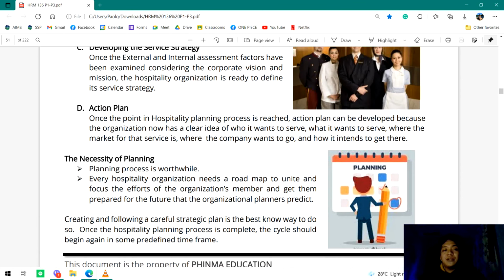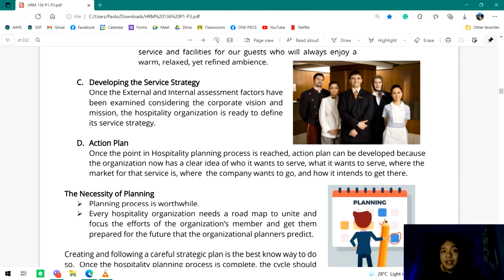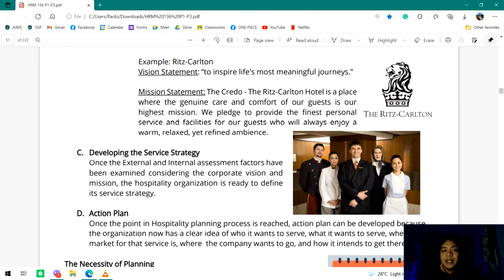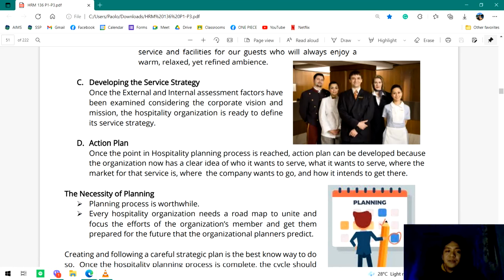And with that in mind, by identifying your external and internal factors, applying it with your vision and mission statement, you can then now create or develop a service strategy and then action plan execution of the strategy. That's it for this video discussion.